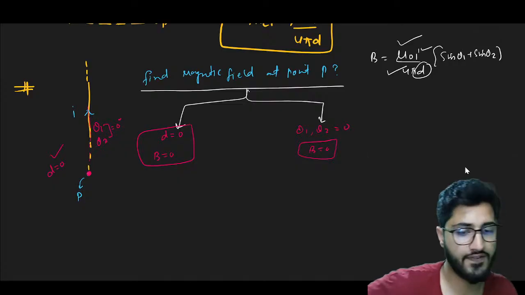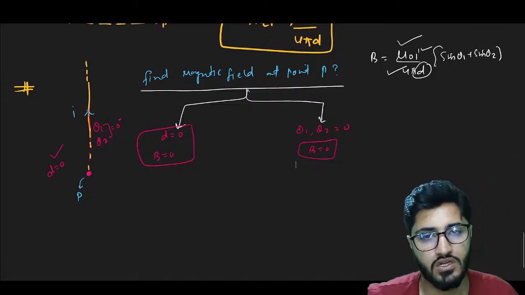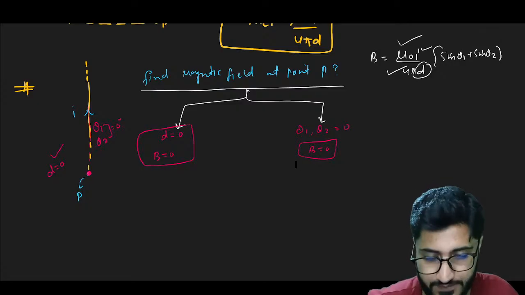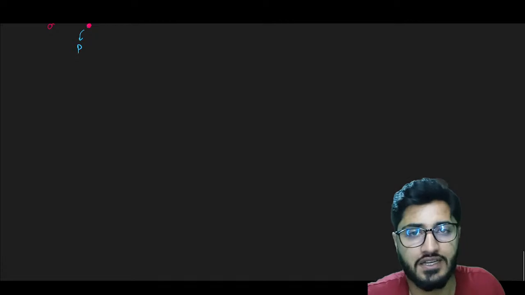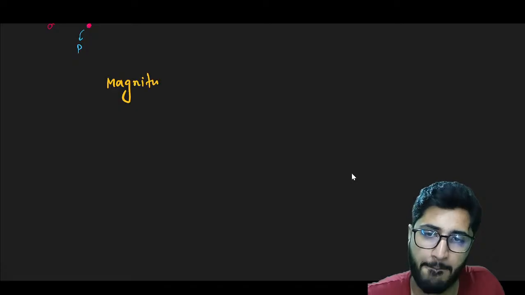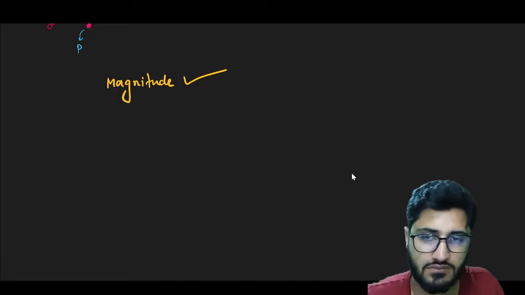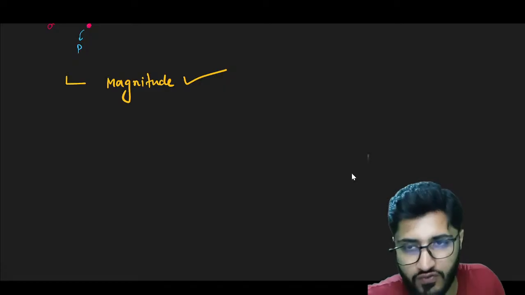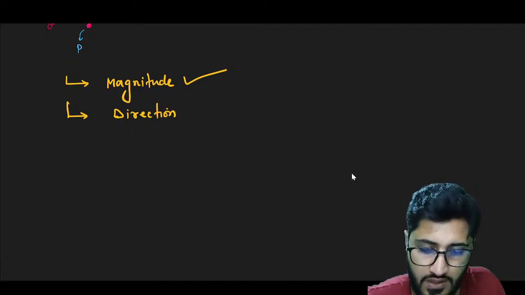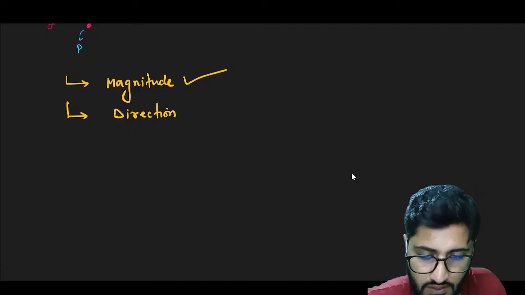Okay. If this is very clear to you, now we got to know how to get the magnitude. So I can write here, magnitude part is very clear to us. Now we need to find direction. Which one, beta?